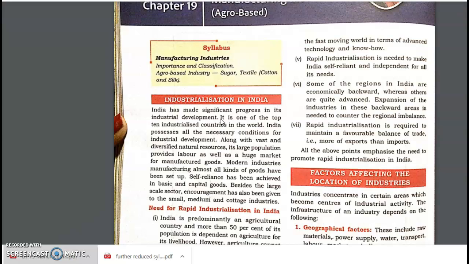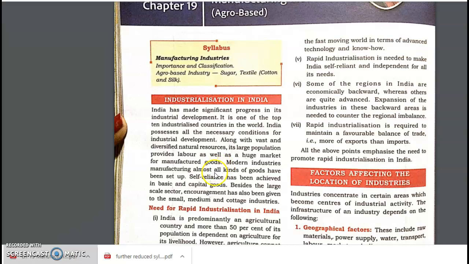So when we talk about India, it is one of the top 10 industrial countries in the world, and it possesses all the necessary conditions for industrial development. The necessary conditions for the industrial development are finances, the site where industry can be developed, and most important, the raw material and the market. Along with the vast diversified natural resources, we also have a large population which provides us the labor as well as huge market for the industries, especially the industries which are manufacturing goods.